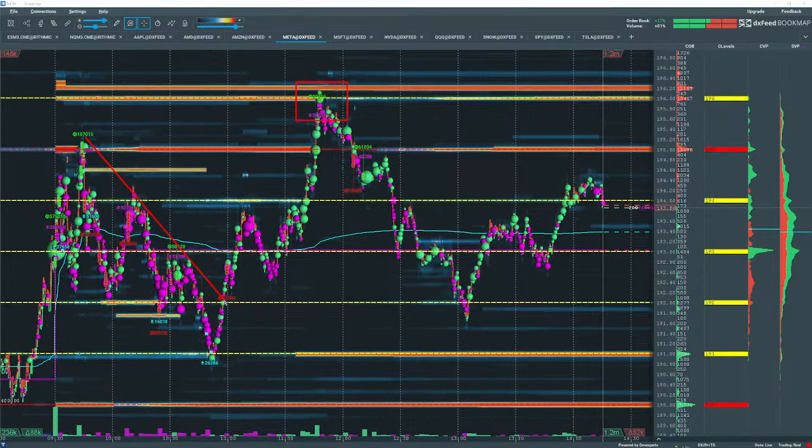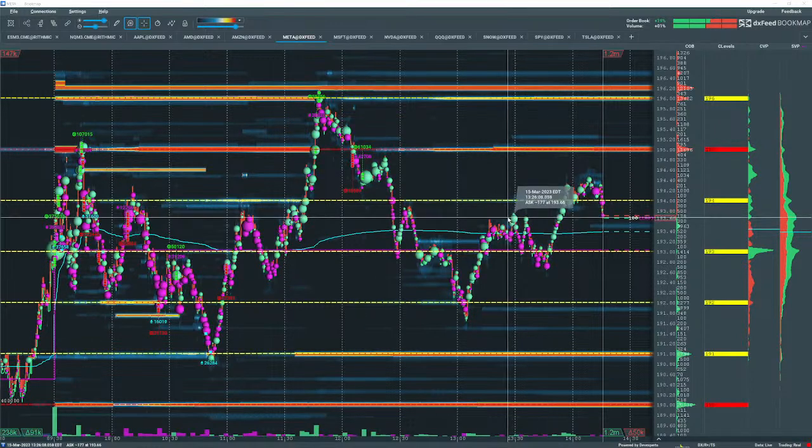So long setup on the trend break, first pullback, with targets up above at 195 and 196, and it looks also like 196.20. All right, so that's Meta.